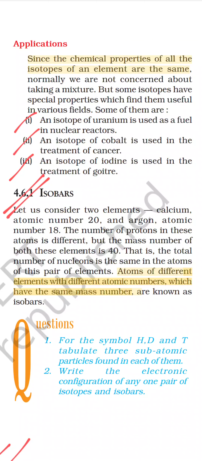Atoms of different elements with different atomic numbers which have the same mass number are known as isobars. Got it?